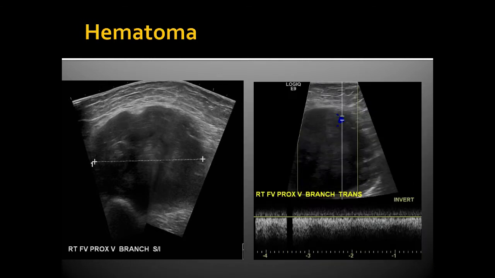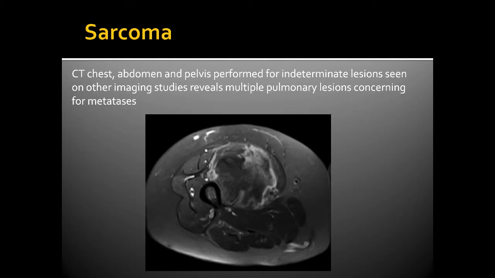Because of various types of biases, anchoring bias, framing bias, availability bias, he ignored the image that showed that this mass had internal vascularity. A CT of the chest, abdomen, and pelvis performed for indeterminate lesions seen on other imaging studies revealed multiple pulmonary lesions concerning for metastasis. This was eventually determined to be a lower extremity sarcoma, not hematoma.